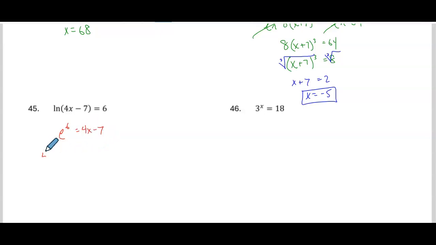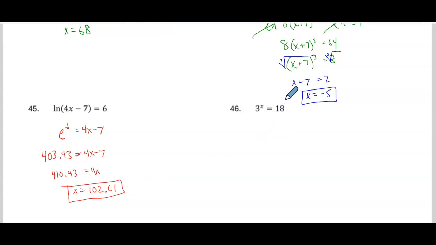E to the 6th is approximately 403.43. And then add 7, I have 410.43. And just dividing by 4, I get 102.61. That's all done on a calculator. E to the 6 on a calculator, add the 7, divide the 4. All right, no worries with making a negative log.